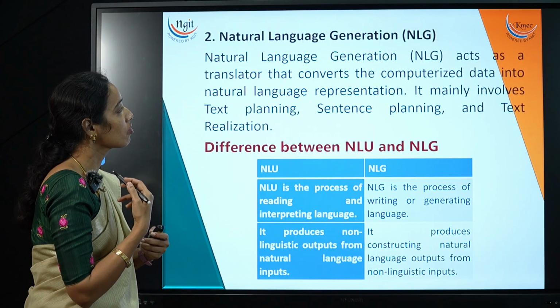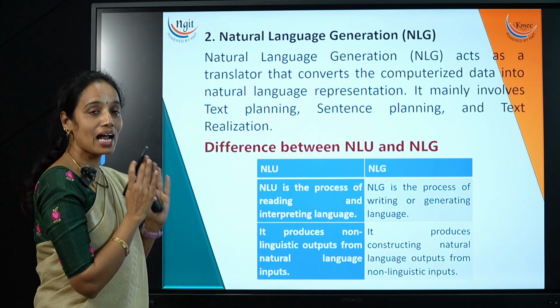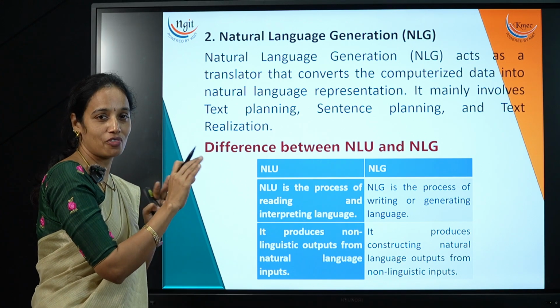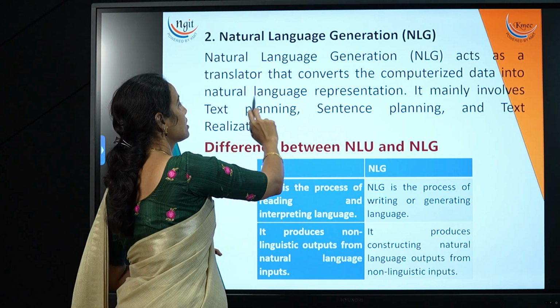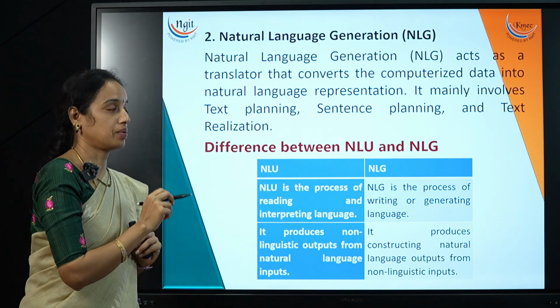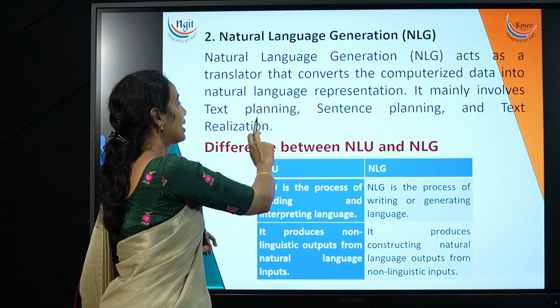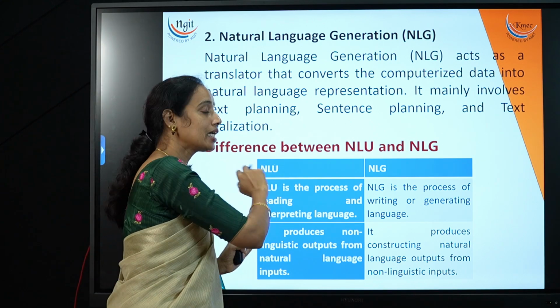Next, natural language generation acts as a translator. As the name itself indicates, it acts like a translator that converts computerized data into natural language representation, and it mainly involves text planning, sentence planning, and text realization.